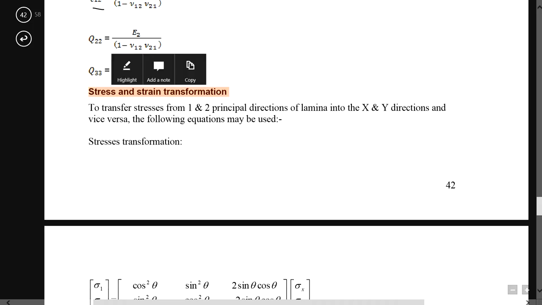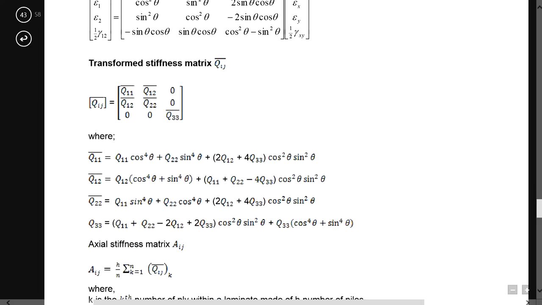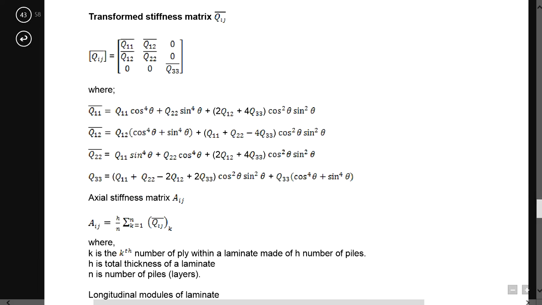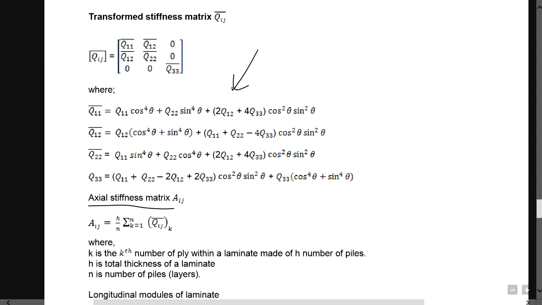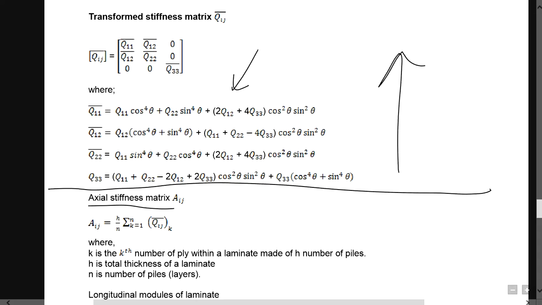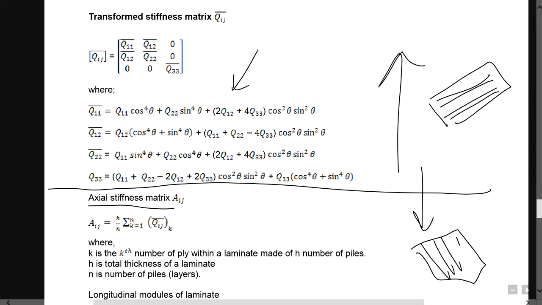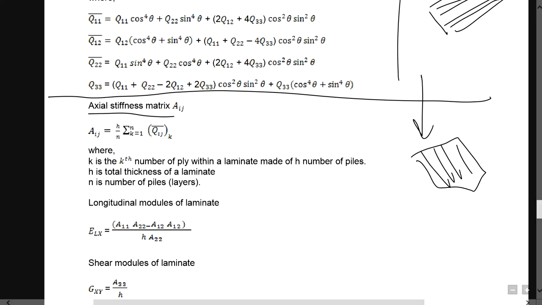There is also stress and strain transformation. This is the Q bar that I'm talking about, also over here. And then this one is the axial stiffness matrix we have discussed. So far up till here, all above are only talking about 1 ply only. From here onwards, these are all multiply, meaning a lot of plies, more than 1 ply.